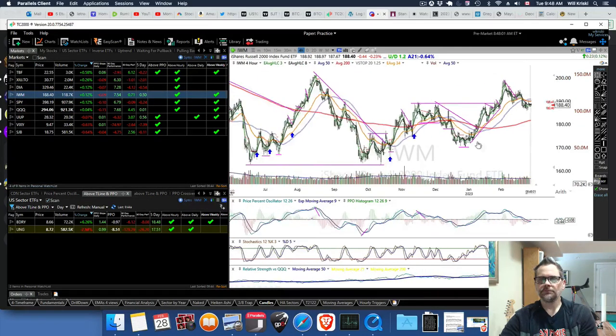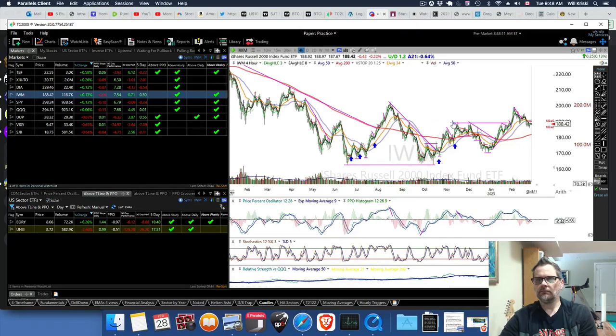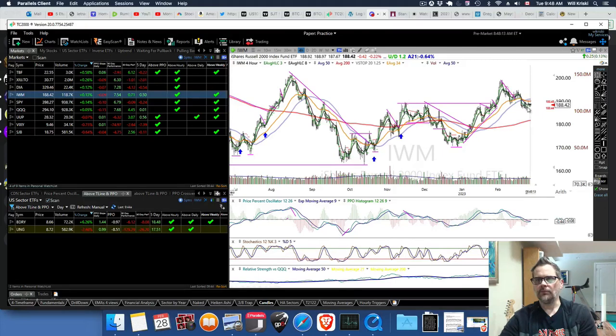IWM, similar situation. Like, we broke it. We had a nice surge past the big trend line, but we had a pullback here. So we got to see what's going to happen.